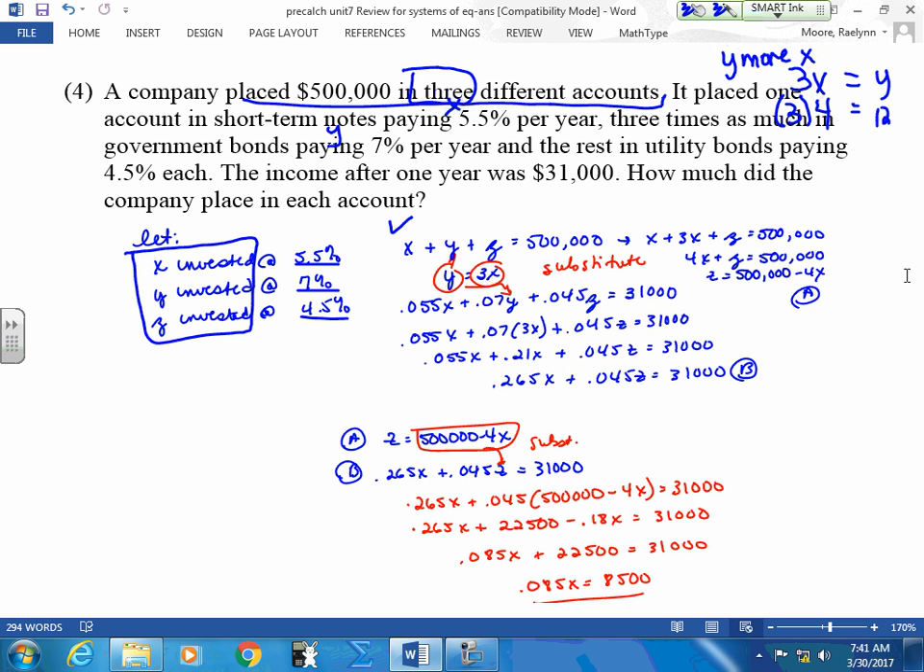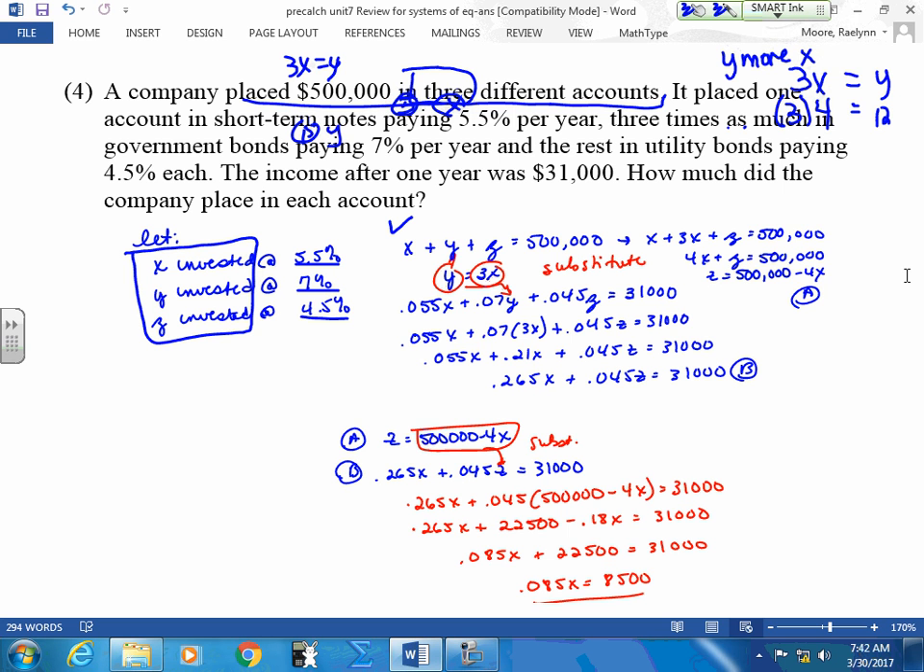They placed one account in short-term notes paying 5%. So this is the X. 3 times as much in government bonds paying 7%. So whatever I placed in X, I placed 3 times as much as that into my Y. Right? So give myself a number. If this is 5 and I put 3 times as much into Y, how many would Y have? 15. So you just took 3 times your X to give me your Y.